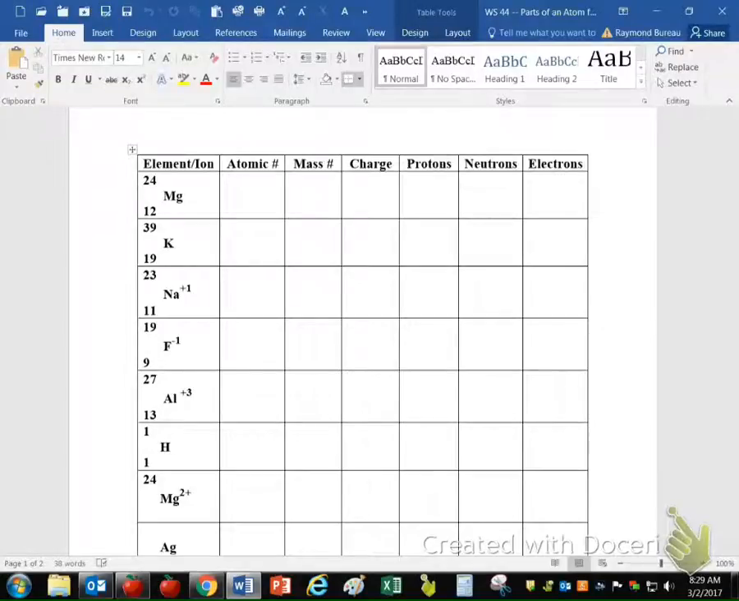Okay, I'm just going to read off the top of the sheet here. Follow along as I read. An atom is made up of protons and neutrons, which are in the nucleus, and electrons, which are in the electron cloud surrounding the atom.